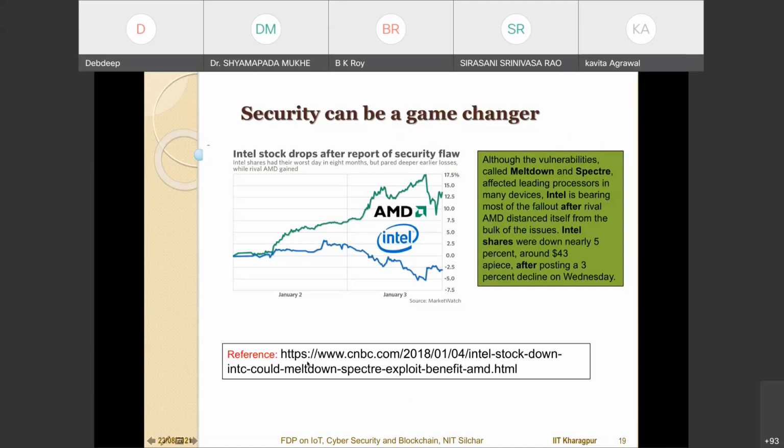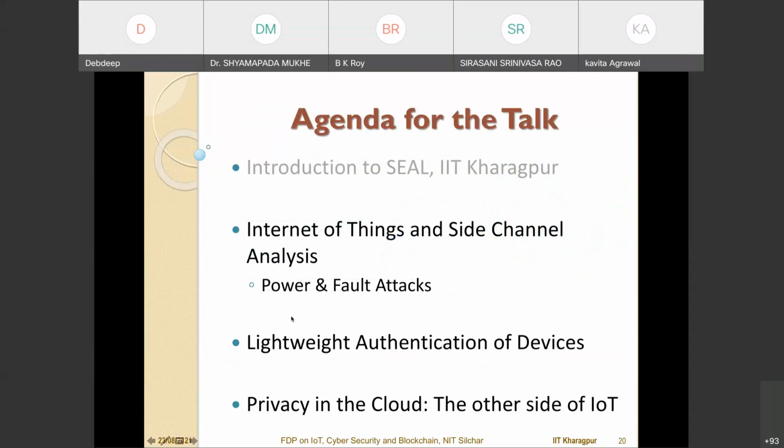This is the link from where I got this statistic, but it tells us that security has started to become an important game changer, not only in the academic world but in the real industry world, where the absence of security can lead to large financial and even humanitarian loss. So this brings me to the end of the first part of my talk. If there are any quick questions, I will be happy to answer, or I will go ahead with the next part of my talk.